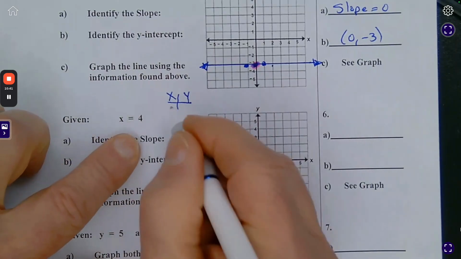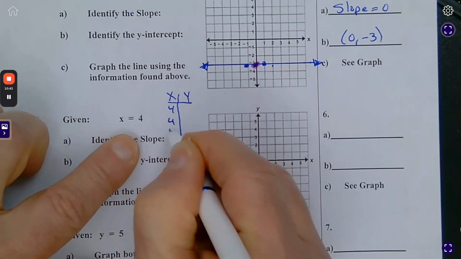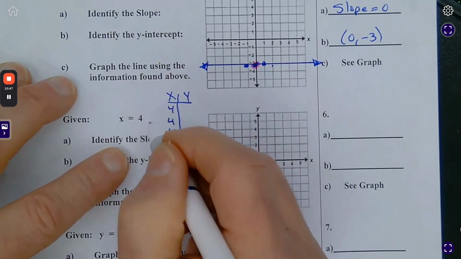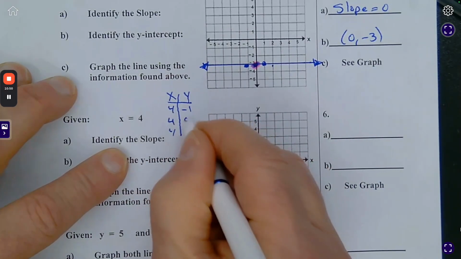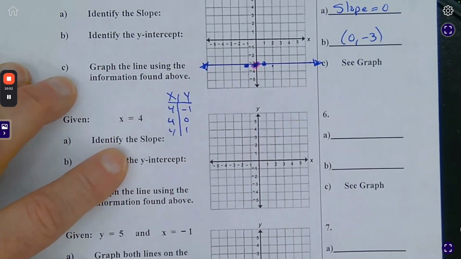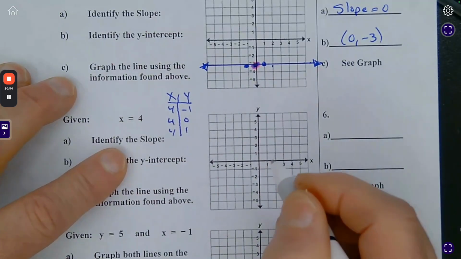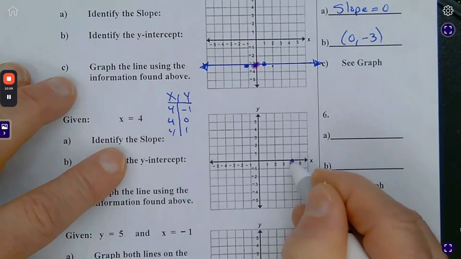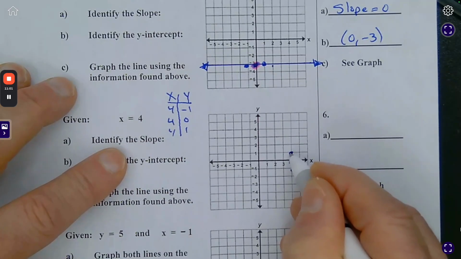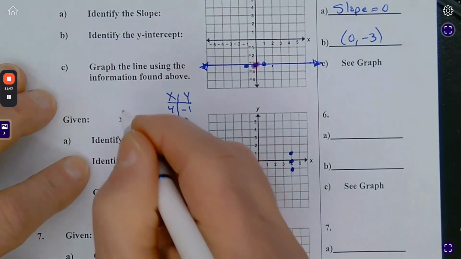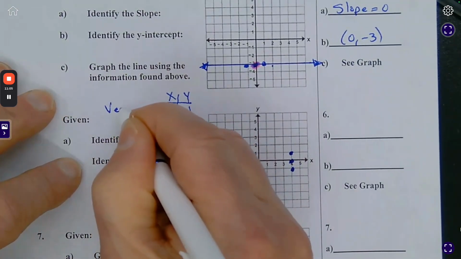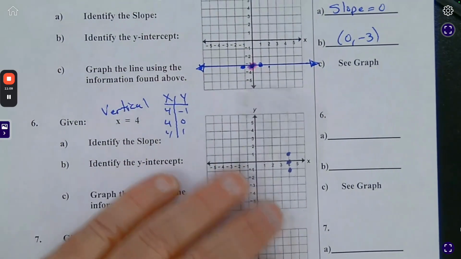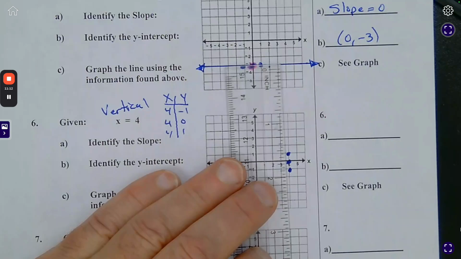X equals 4. Always, always, always. Where's y? Well, there is no y, so that means it's like 0 times y. So y can be anything. All right, let's plot those points. So 4, negative 1, 4, 0, and 4, 1. Look at that. This is called a vertical line. And so I'm going to go ahead and graph that like this.